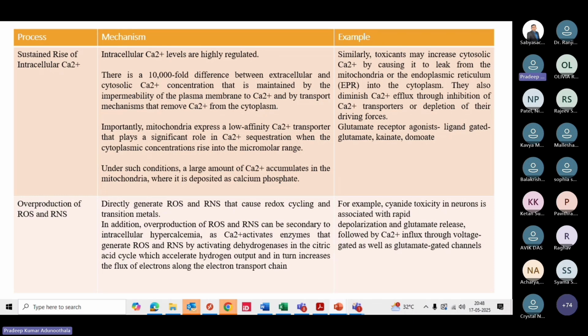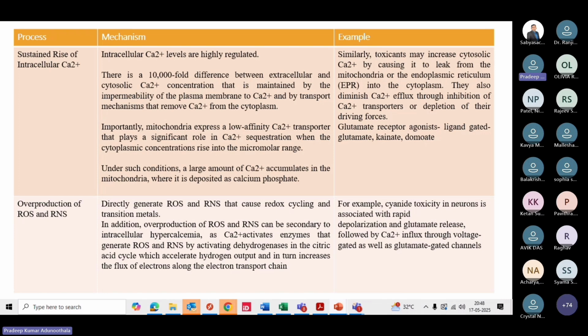Overproduction of ROS and RNS. This ROS and RNS is directly generated by redox cycling and transition metals. This overproduction of ROS and RNS can also be secondary to intracellular hypercalcemia, as calcium activates enzymes that generate ROS and RNS by activating dehydrogenases in the citric acid cycle, which accelerates hydrogen output and in turn increases the flux of electrons along the electron transport chain.